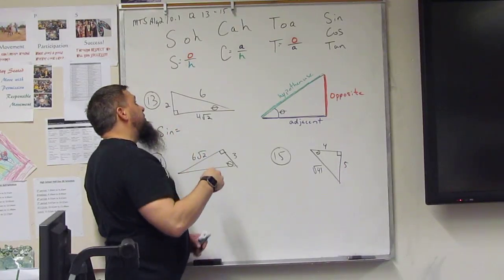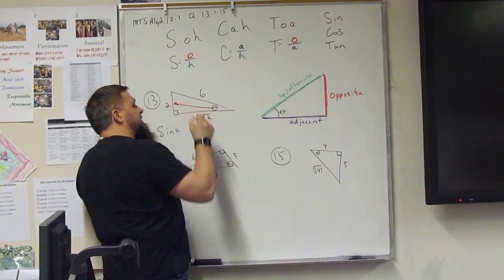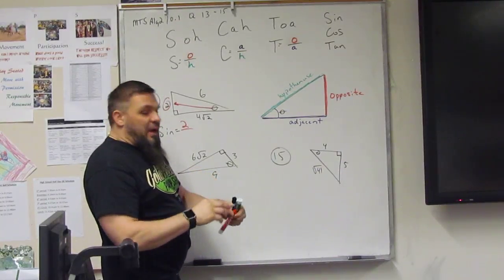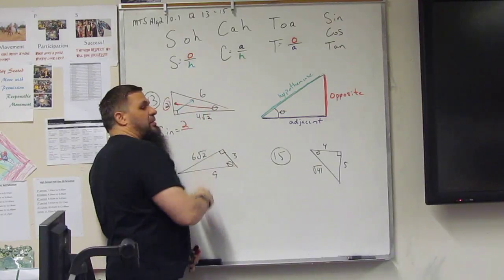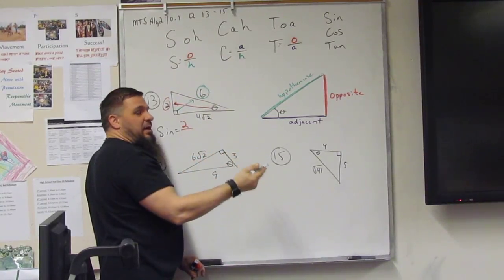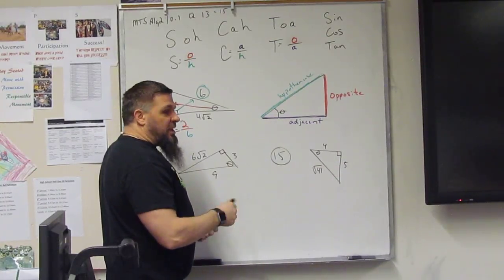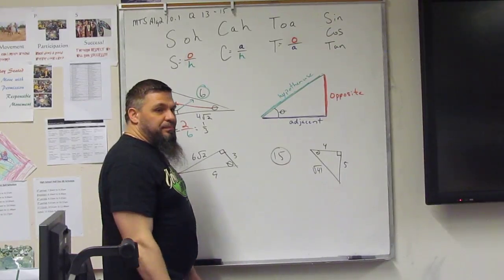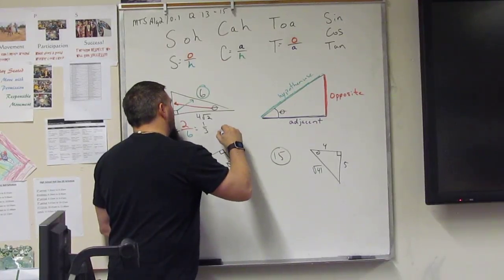Sine is equal to SO, which is opposite, right? So the opposite side, in this case, 2 over the hypotenuse. And remember, the hypotenuse is always the side across from the right angle. Okay? So the longest side is the hypotenuse. So you have 2/6. You can change this to 1/3. Be good. Okay?